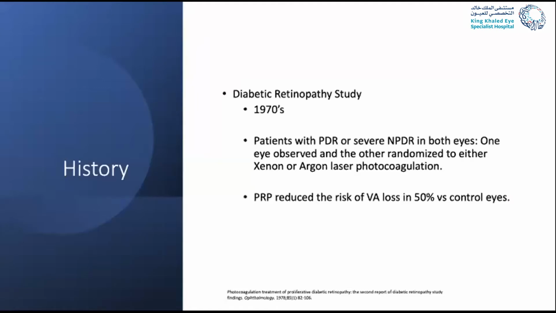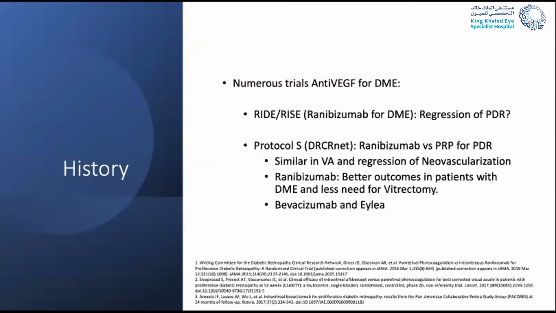After around 5 years of including patients in the study, they concluded that panretinal photocoagulation could reduce the risk of severe vision loss by at least 50% of the patients compared to the untreated control eyes. But the greatest benefit was seen in patients with high-risk proliferative diabetic retinopathy. This has been, for many decades, the mainstay of therapy, as we all know very well.